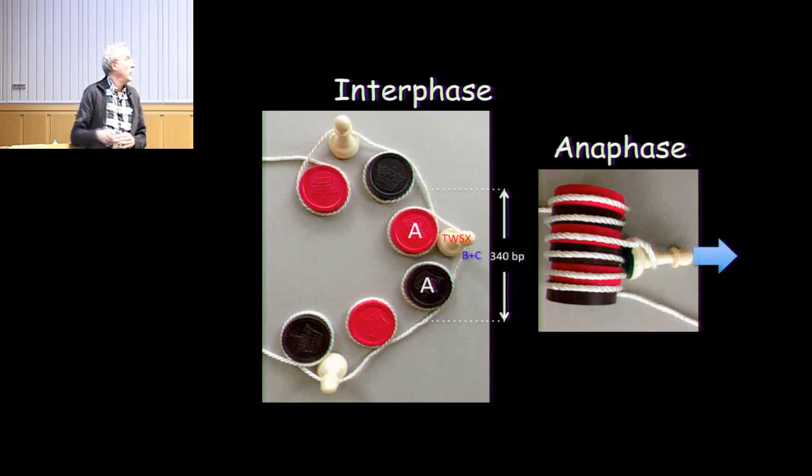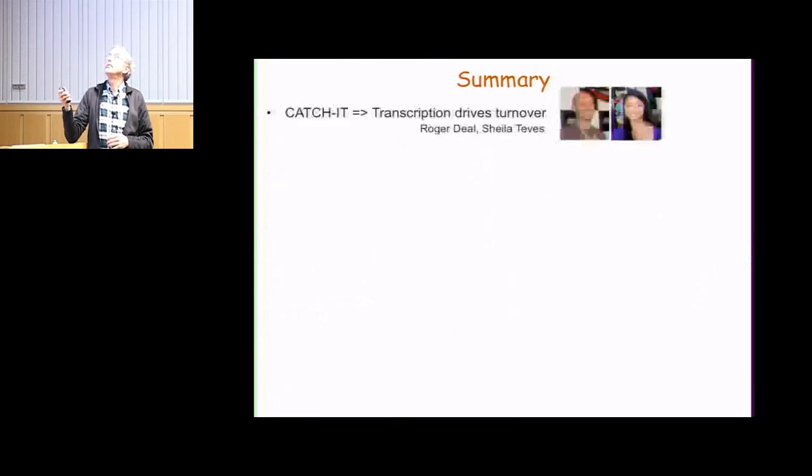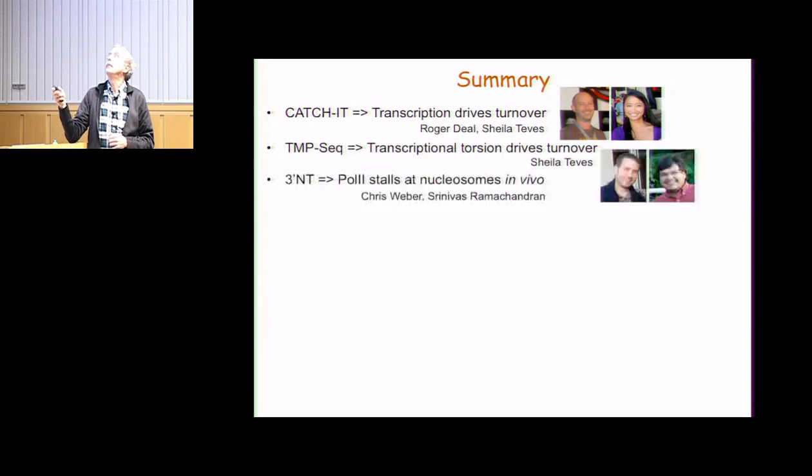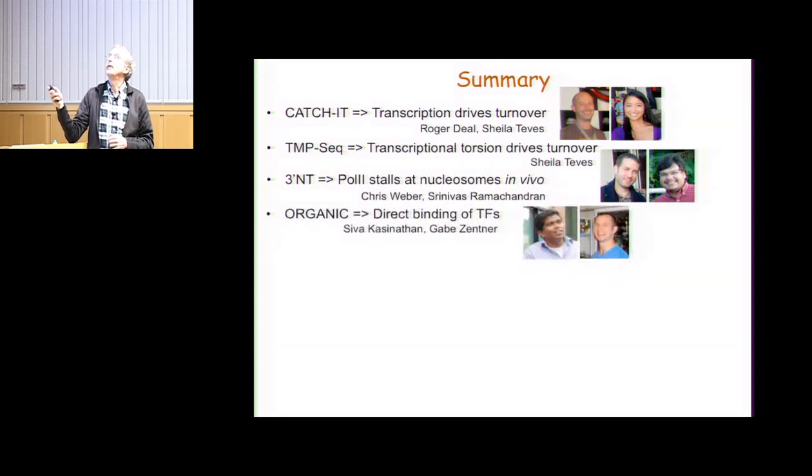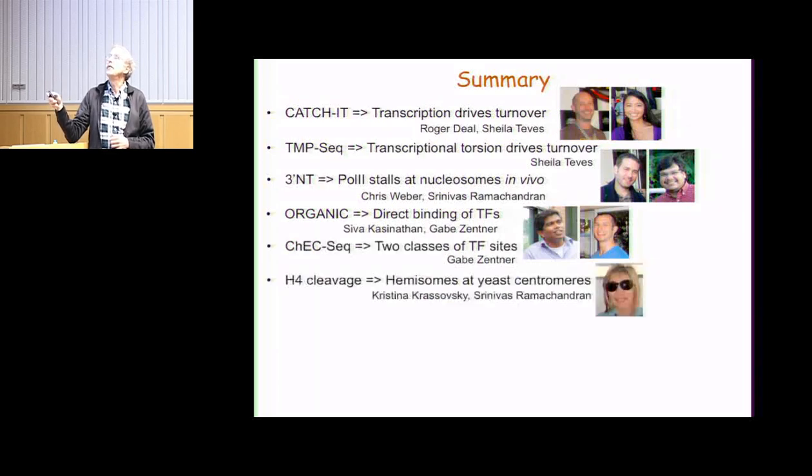Okay, so I'm out of time actually, so I'll just summarize. I described, first of all, ChEC, which is a method introduced by Roger Deal with his own lab at Emory University, showing that transcription drives turnover, from Sheila Tevis, who did the torsional work and introduced TMP-seq, 3'NT for mapping PAL2 and showing the stalling is work with Chris Weber. Organic profiling is work of Siva Kasanathan and Gabe Zentner, and Gabe also did the ChEC work I showed.